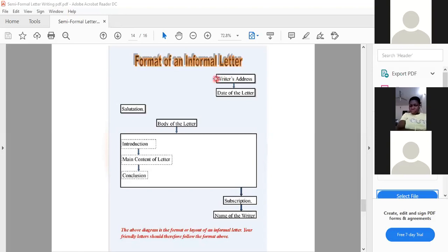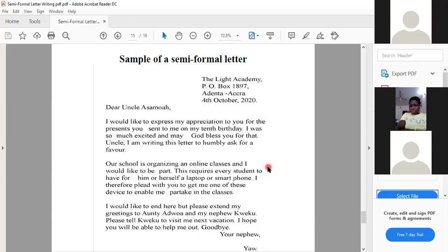Okay, so at the top right, we have our writer's address. Down there, we have the date, salutation, and then the body. The body has the introduction, the main content, conclusion, your subscription, and then the name of the writer. Okay. So I gave you a sample.